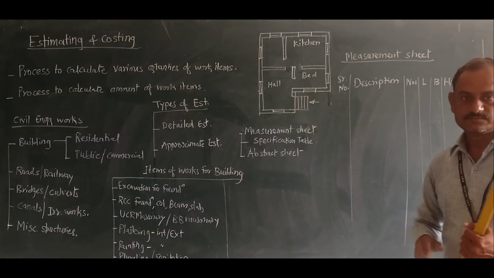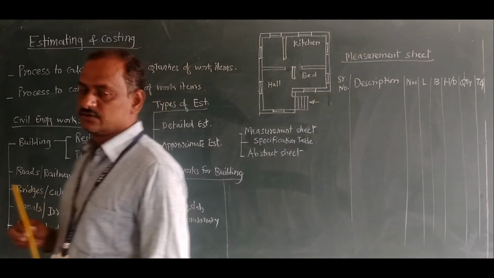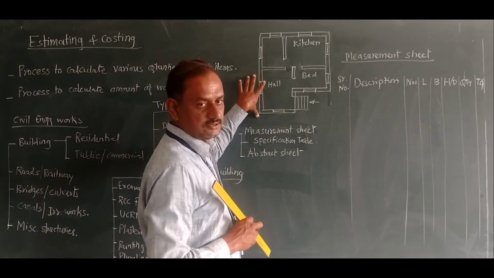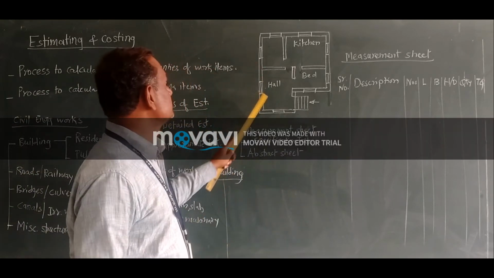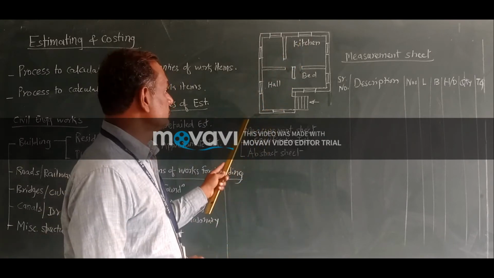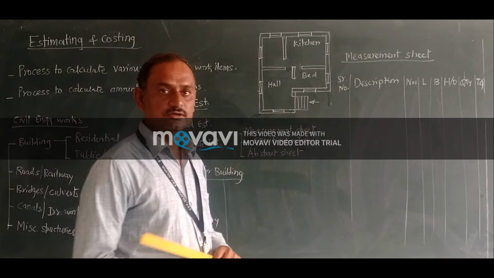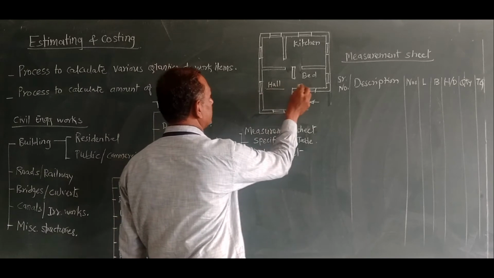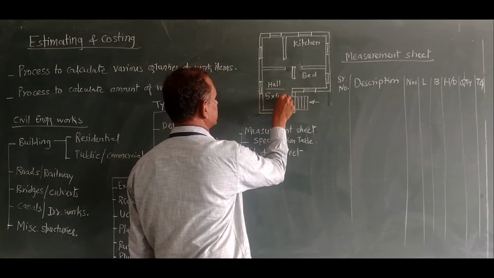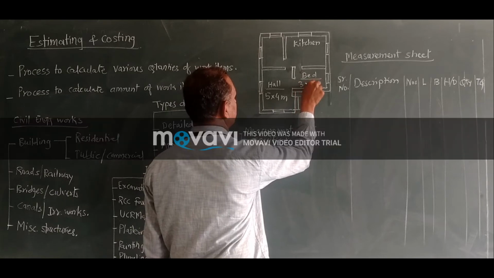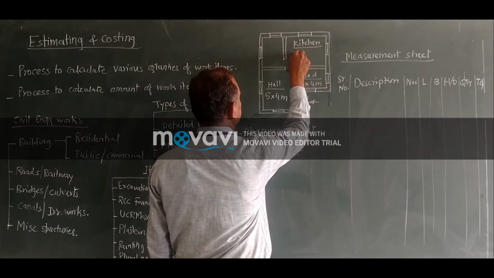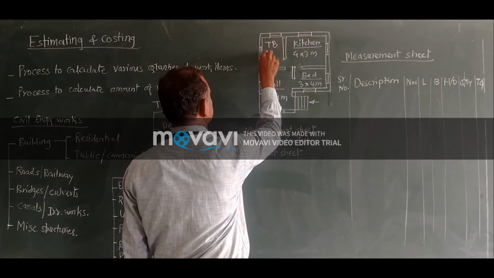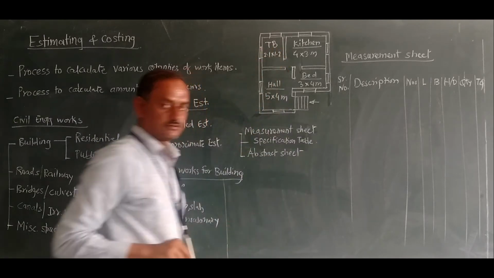So for making an estimate, we are going to use one example of a building plan. Here, this is the 1 BHK building plan we are going to use for calculating the items of various works. So this is the hall having size 5 meter by 4 meter, bedroom having size 3 by 4 meter, kitchen having size 4 meter by 3 meter, and this is a toilet block having size 2.1 meter by 1.2 meter.